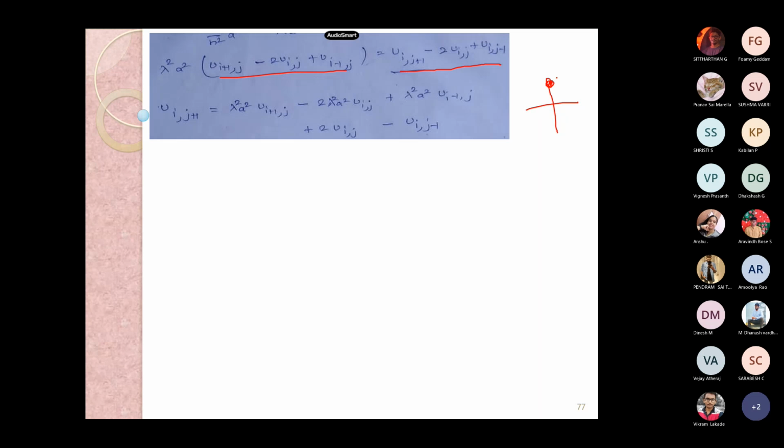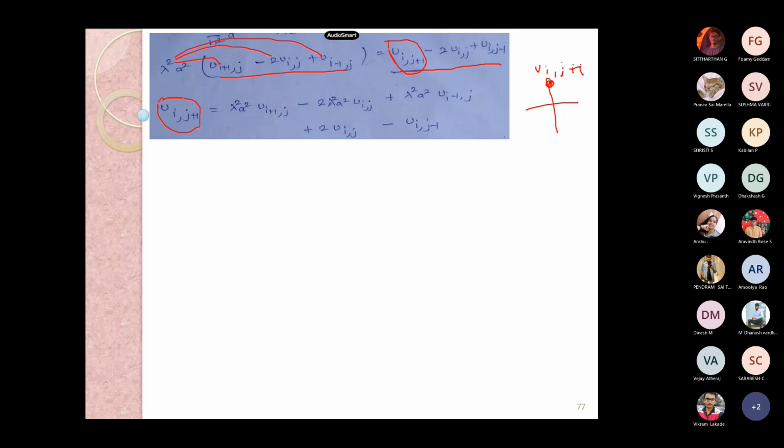So I am trying to keep the u(i, j+1) on one side, where we have i comma j plus 1. And I am trying to accumulate all the other terms on the other side. So lambda square a square, this particular term I am trying to multiply with all the three terms which are associated with lambda square a square.